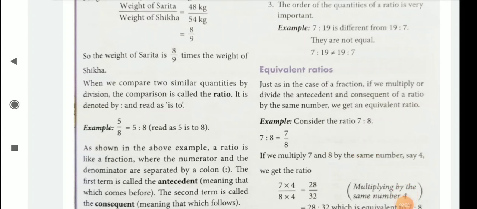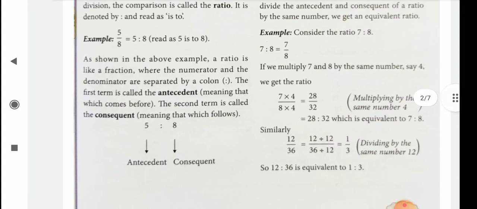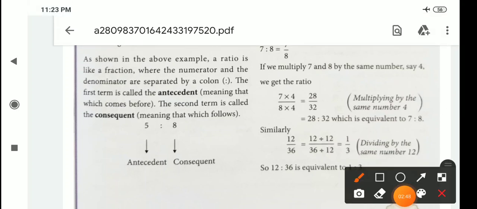As shown in the above example, a ratio is like a fraction where the numerator and the denominator are separated by a colon. The first term is called antecedent and the second term is called consequent. Antecedent means before and consequent means after, means follows. For example, 5:8. Here 5 is antecedent and 8 is consequent. You remember.